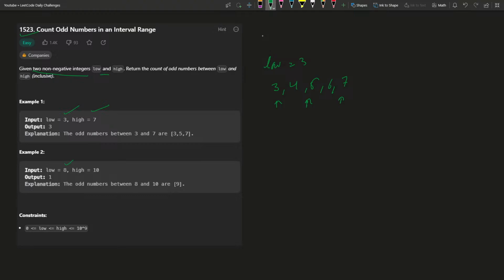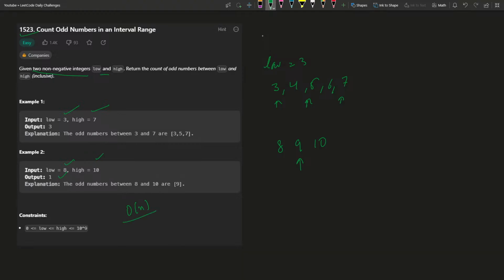The next example is 8 and 10. If I go from 8 till 10, we have 8, 9 and 10, and the only odd number is 9. So here the answer is 1. You can see the constraints as well: low is greater than or equal to 0 and high will be less than or equal to 10 raised to the power 9. By the constraints, you can see that the solution can never be O(n).